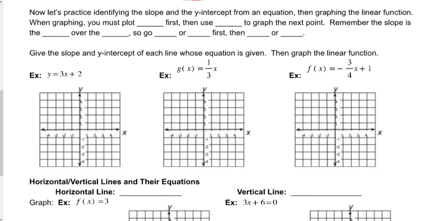Then we're going to use that to graph our linear function. Now, any line, as long as it's not vertical, is a function. It does pass the vertical line test. So when graphing, you must plot B first, then use your slope M to graph the next point. Remember that the slope is the rise over the run. So you go up or down first, then left or right, depending upon the sign, okay?